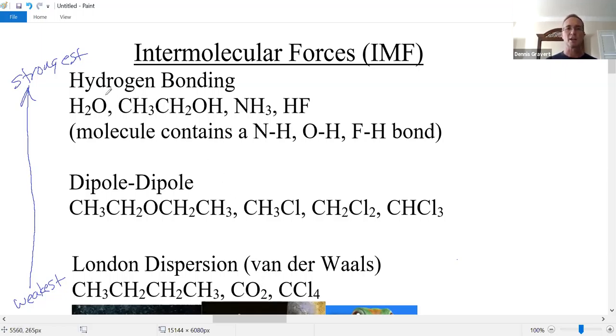All right, what's the strongest one? Hydrogen bonding. Which molecules can hydrogen bond? Any molecule possessing an NH, an OH, or an FH bond. So here's some examples. That's something you'll need to memorize. And I'll say, hey, ammonia, NH3, what's the strongest intermolecular force that it can do? Well, nitrogen is attached to hydrogen three times, and in the ammonia molecule, you only need one bond to make it capable of making a hydrogen bond. So this molecule can hydrogen bond because it has an NH bond.